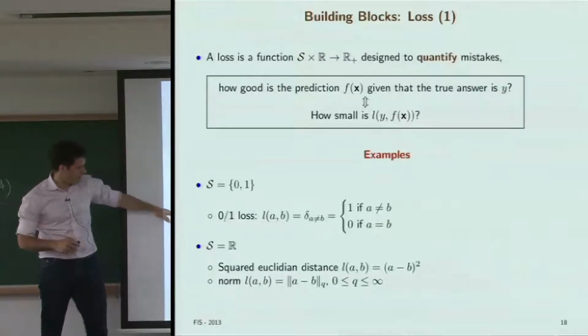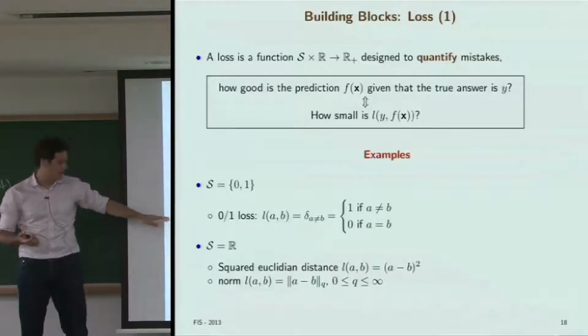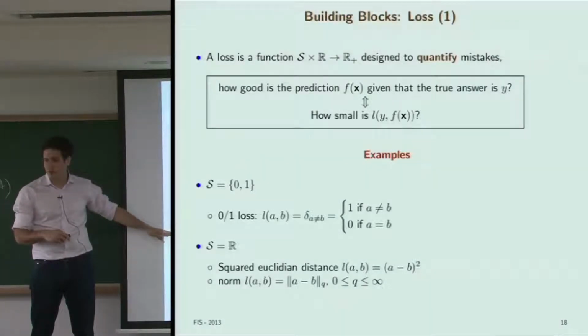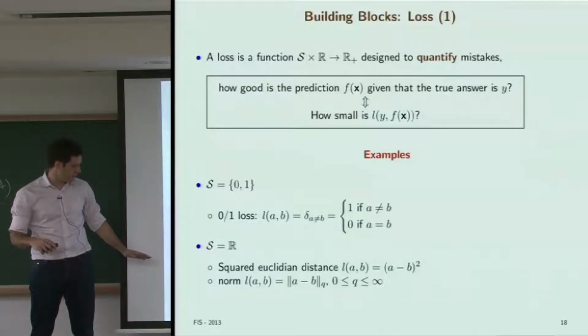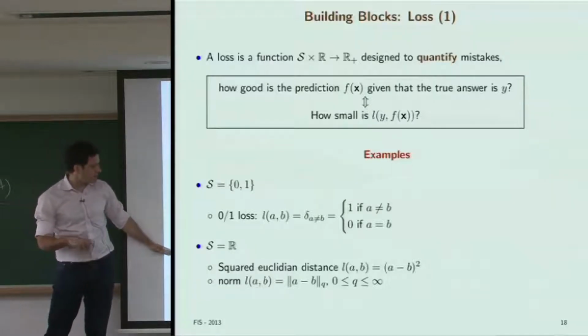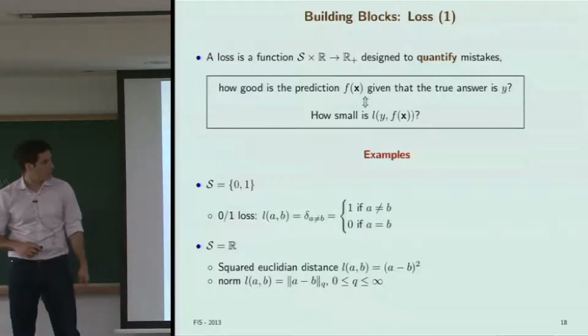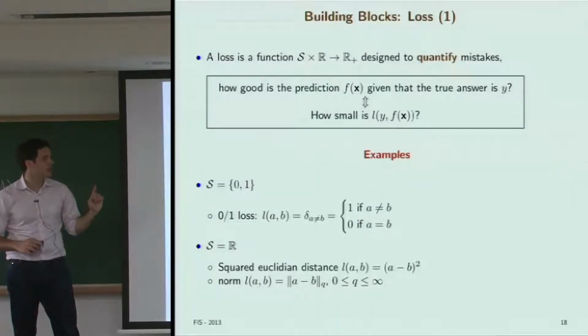If the output space is just binary, the set of 0 and 1, then we have mentioned a bit the 0-1 loss, which is just a loss of 1 if there's a mistake and 0 if not. If the output is real, then you can use the Euclidean distance between the two answers or any other form of norm. So that's the first block.